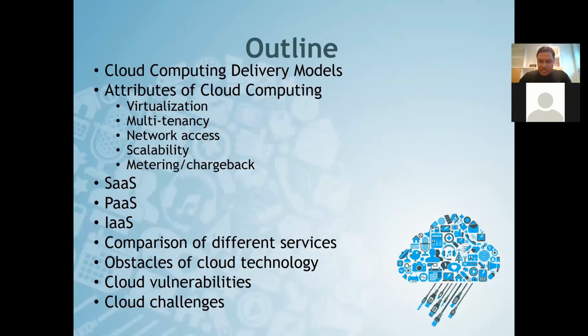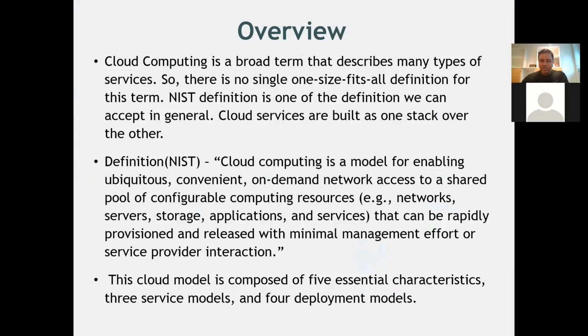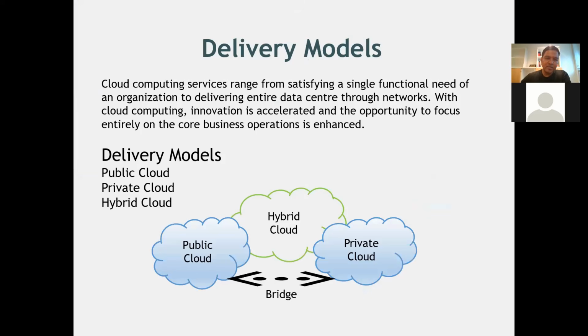So in this, we have already seen in our introduction that virtualization, multi-tenancy, network access, scalability, metering, and chargeback are needed, right? And SaaS, PaaS, IaaS is needed, right? And we have also gone through the cloud computing definition. For completeness of this lecture note, I am keeping it here. There were 5 essential characteristics, 3 service models, and 4 deployment models.